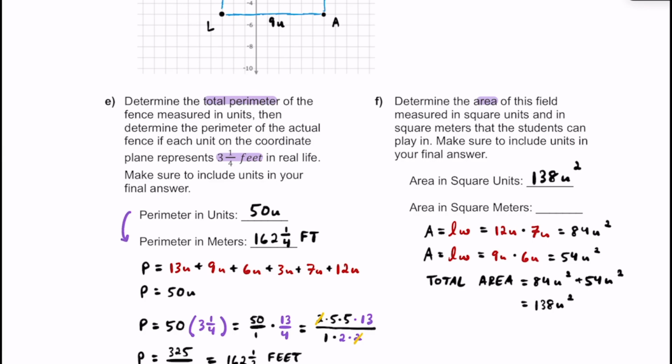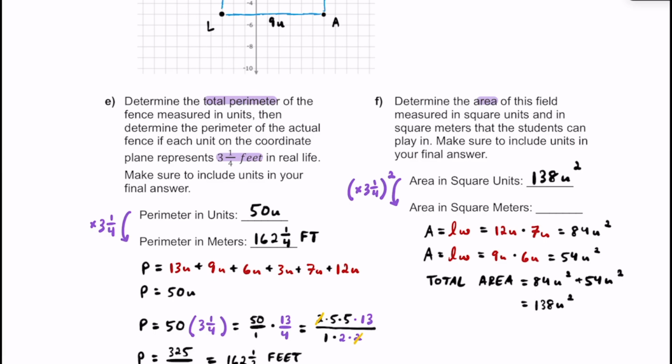Remember earlier we just multiplied the perimeter in units by 3 1/4 to get meters, because that was the conversion. This time we're going to do something similar, but we have to do it 2 times because area is a 2-dimensional measurement. So we have to change the units to meters in both the length and the width, in 2 dimensions. So we have to multiply by this 3 1/4 twice. So that's really 3 1/4 squared, or just multiplying it 2 times here.